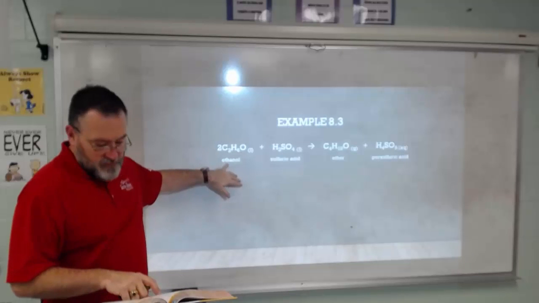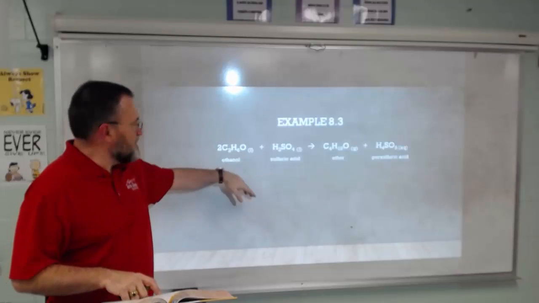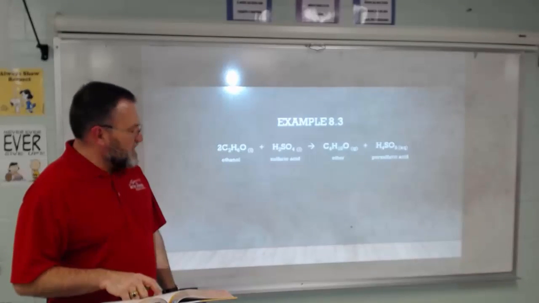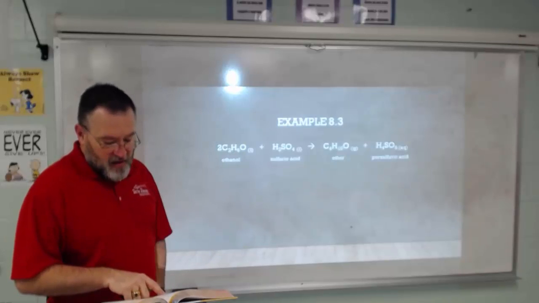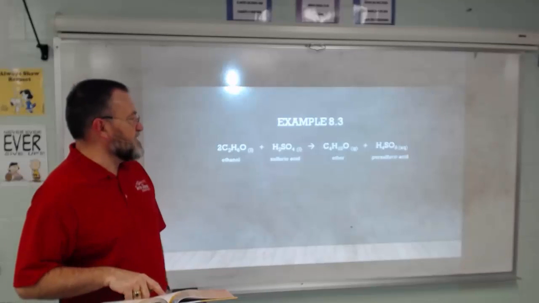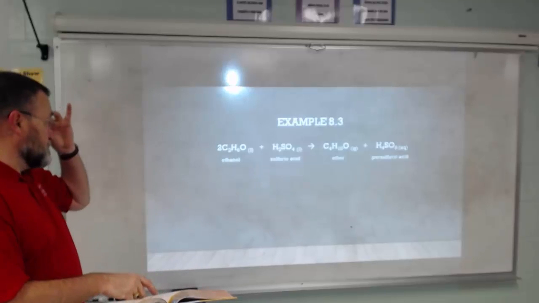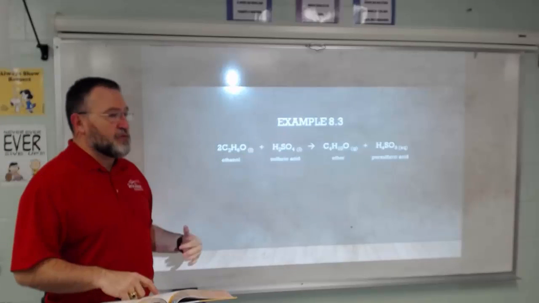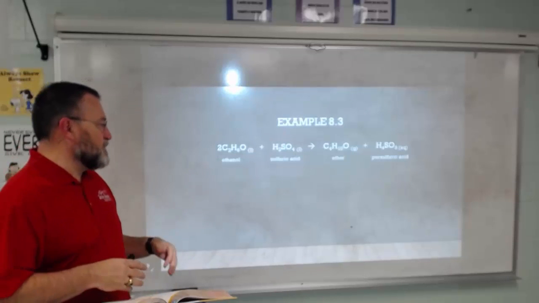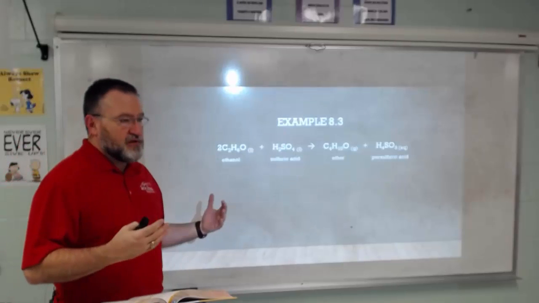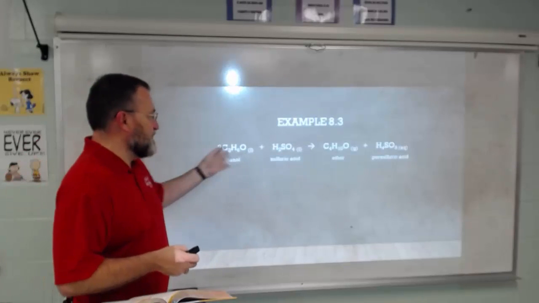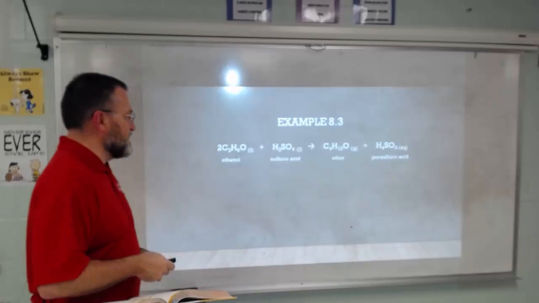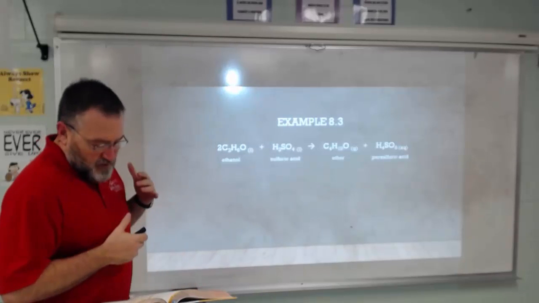2 ethanol reacts with 1 sulfuric acid to produce 1 ether and 1 persulfuric acid. So these are the formulas up there, but rather than sitting here and saying, okay, we've got 1 C4H10O molecule, I'll just use the word ether, okay? So I'll use the common names underneath their chemical equations when we walk through the formula. So this is the formula.